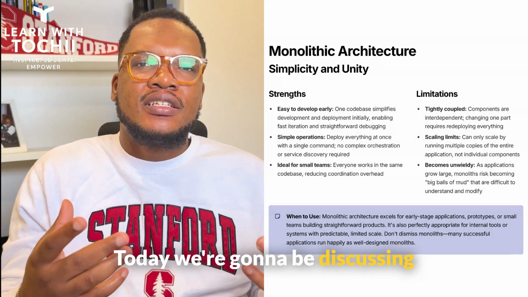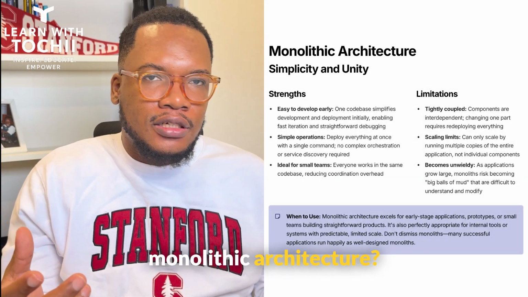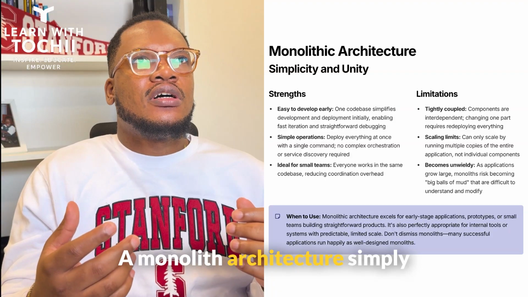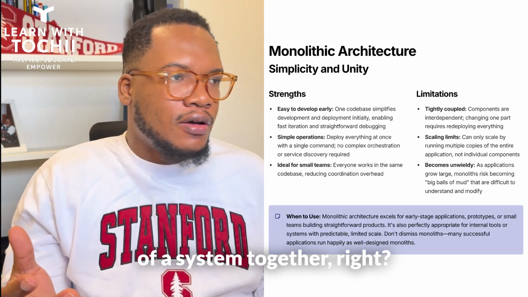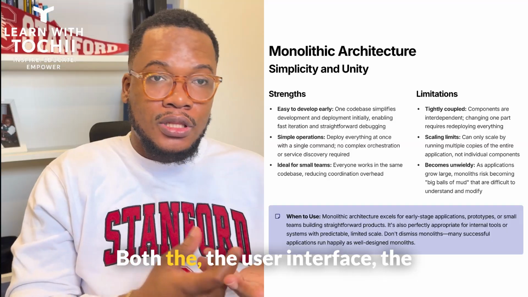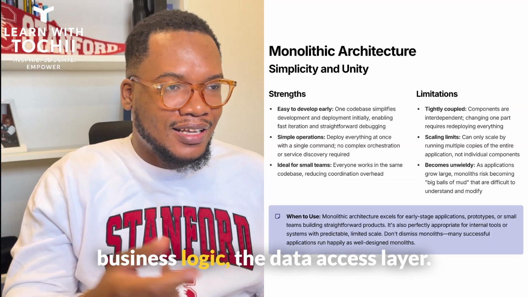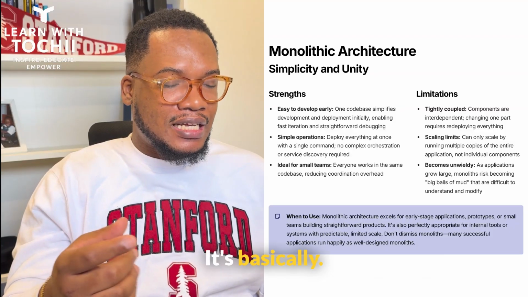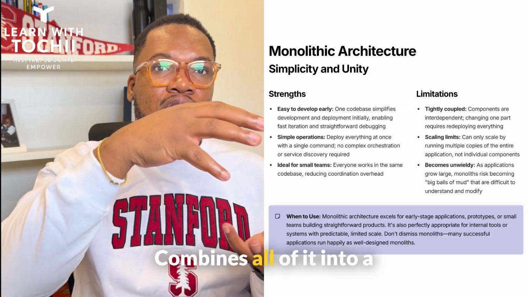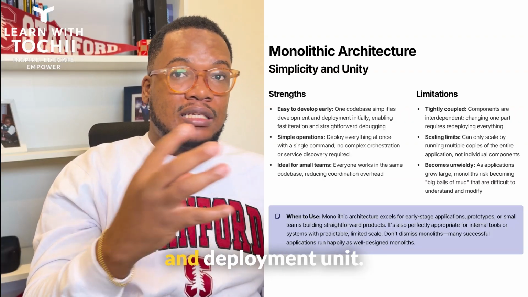Today, we're going to be discussing monolithic architecture. Now, what is a monolithic architecture? A monolithic architecture simply packages all the components of a system together, right? Both the user interface, the business logic, the data access layer. It basically combines all of it into a single unified code base and deployment unit.